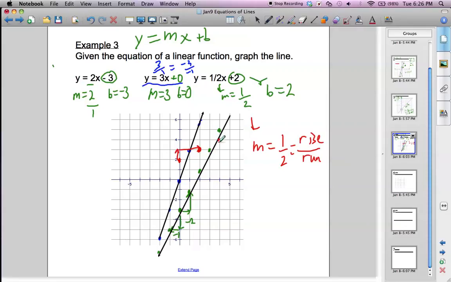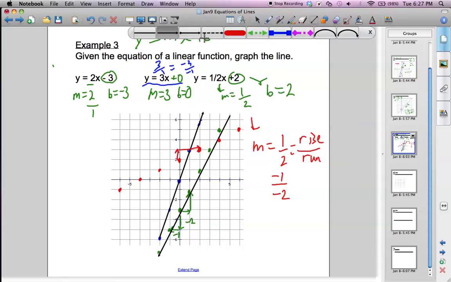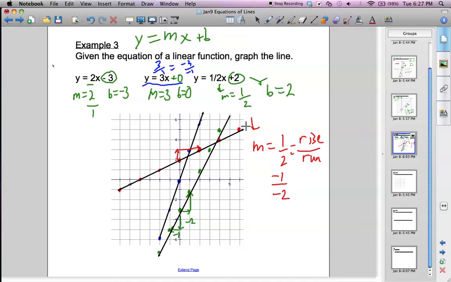Up 1, right 2. Or you can think of this as negative 1 out of negative 2. So you can go down 1, left 2. They all line up. That's going to be your line. Let's connect the dots. And there you go.